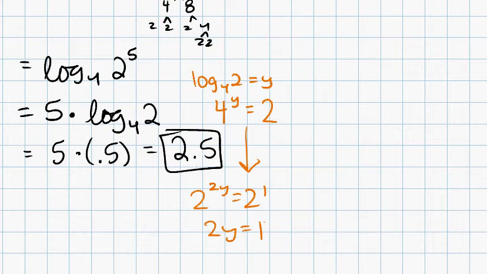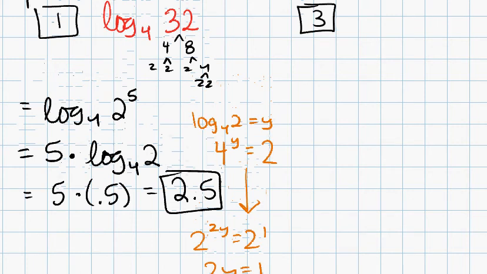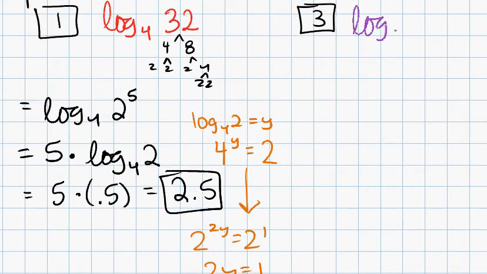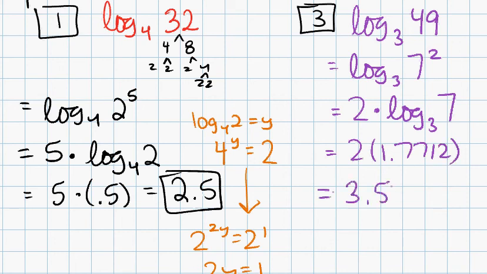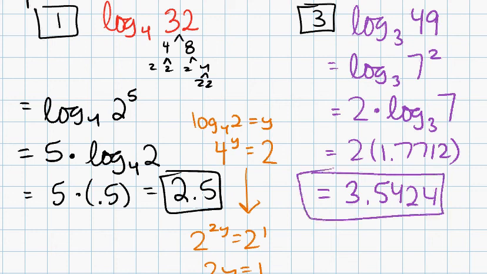All right, number 3. Log base 3 of 49. So 49 is 7 squared. It's again the power property. You use the number given to you in the book. And the answer is 3.5424. You have your homework, so do it.